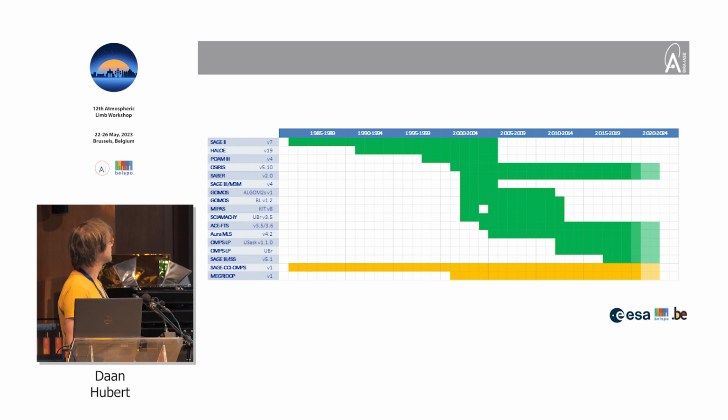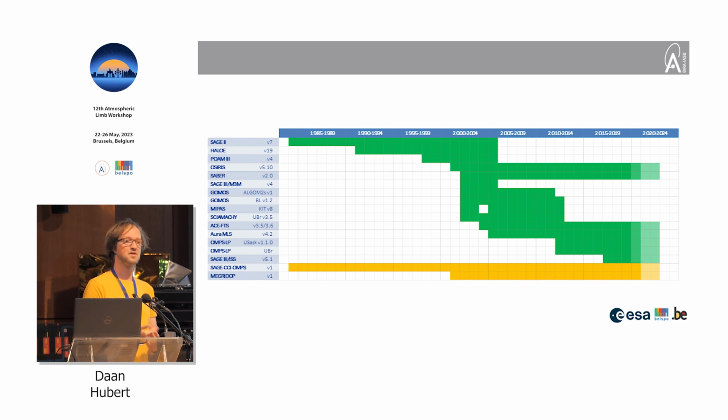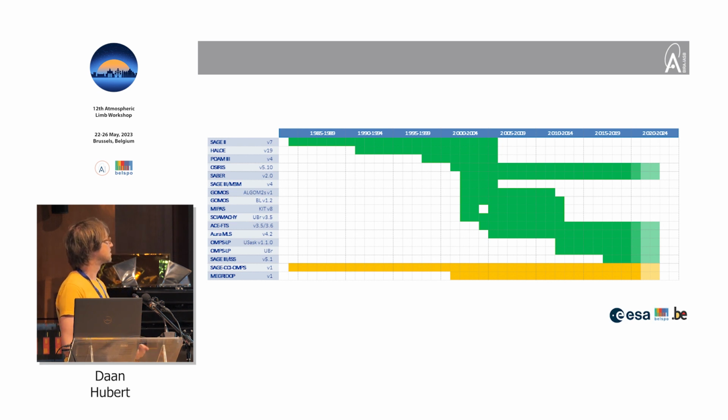So how does it work? This is what I published a few years ago. We take a number of limb and occultation ozone profile data sets, so individual profiles, and we collocate those profiles to measurements by ground-based instruments. So we use ozone sondes, we use stratospheric ozone lidars, and we use microwave radiometers.